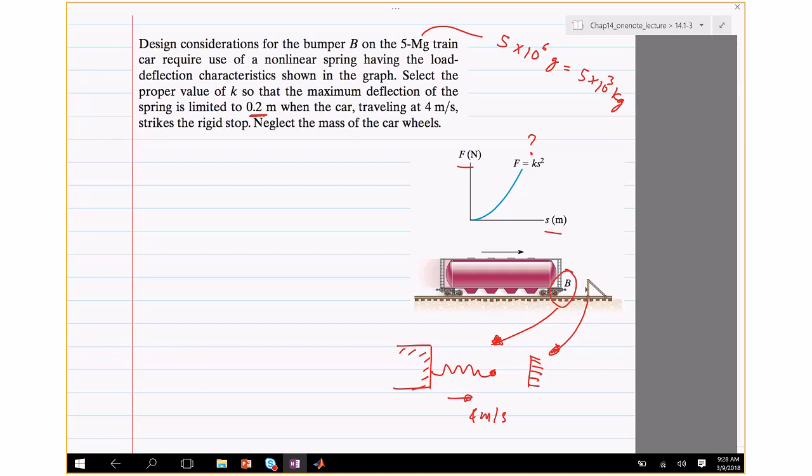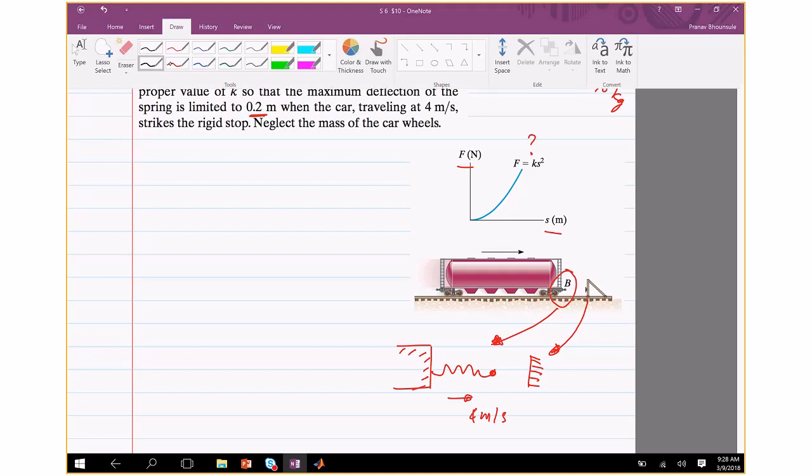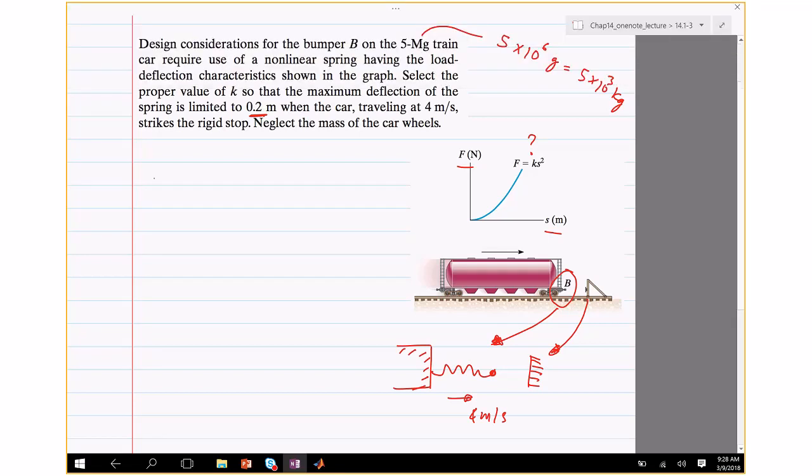You could also do this using F equals ma, that is, you could draw a free body diagram when it comes in contact, and find the force. You will get an expression for acceleration, integrate that expression, and get the value for velocity as a function of distance. But that is more time consuming. So we're going to use the principle of work and energy.